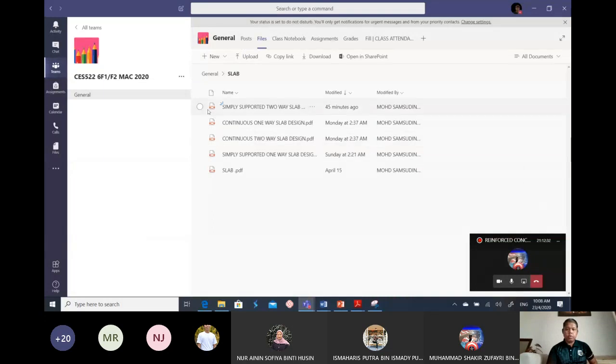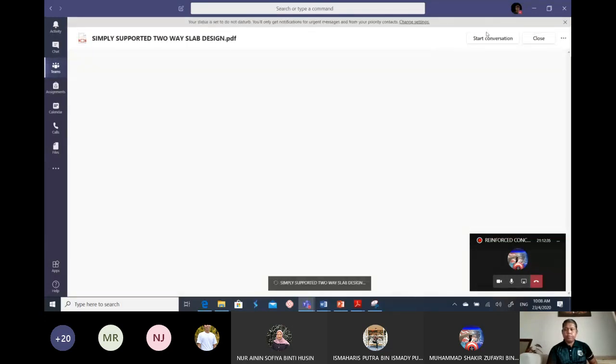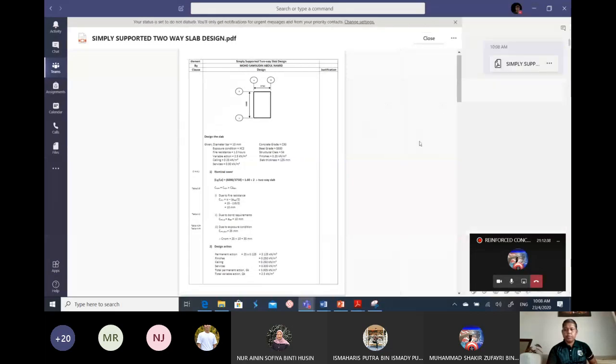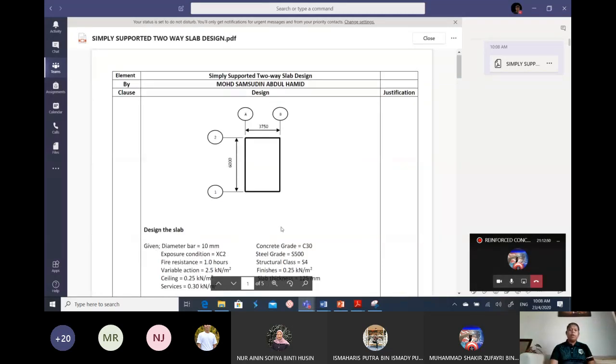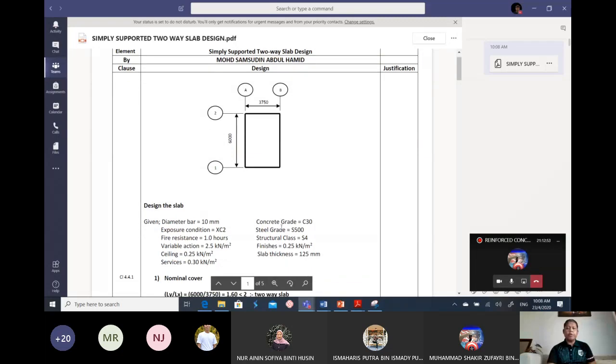Simply supported two-way slab. Here is the example for simply supported two-way slab design. As we know, this is a simply supported two-way slab design, where the slab is not connected with another slab and it is supported by simply supported beams. You should know how to transfer the load for a simply supported two-way slab or one-way slab. It is the same.